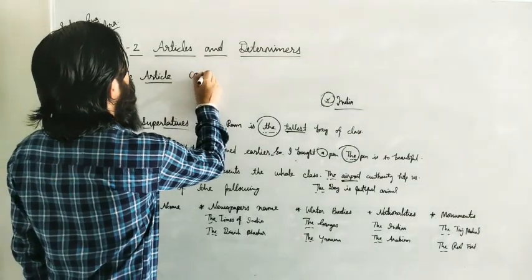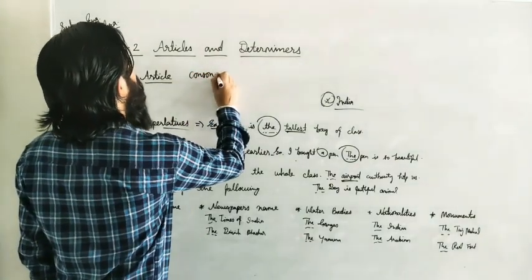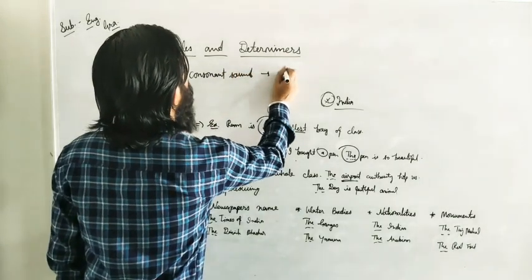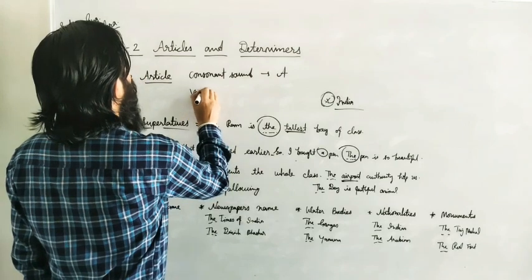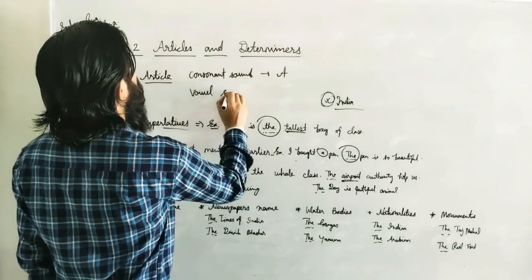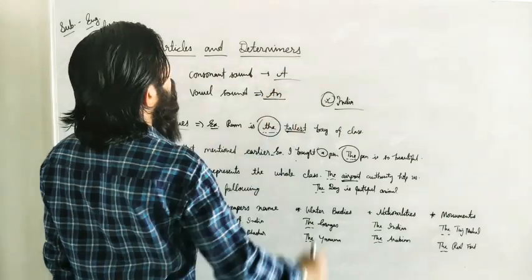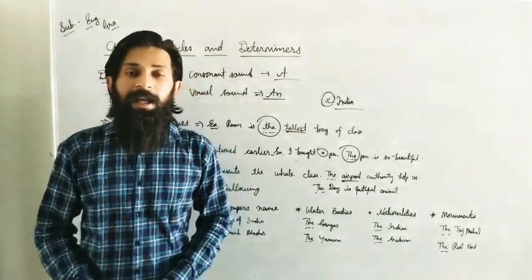If any noun starts with a consonant sound, then you have to use a. If any noun starts with a vowel sound, then you have to use an. It is the major difference between a and an.